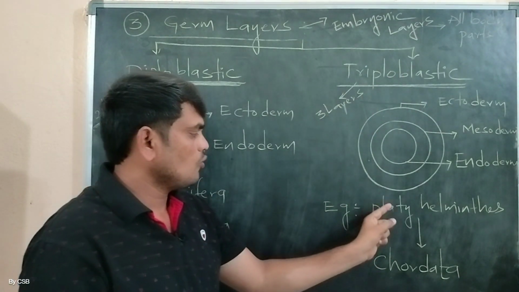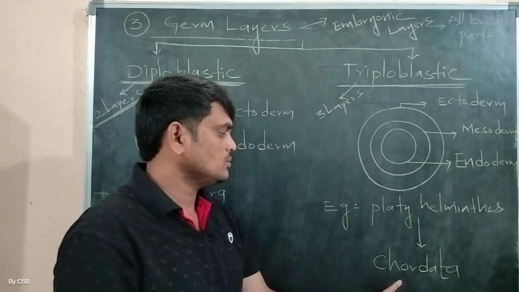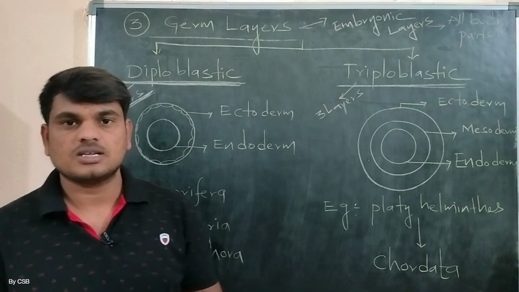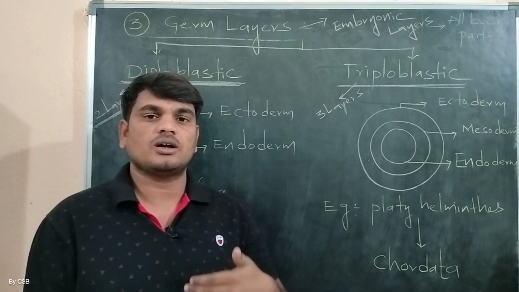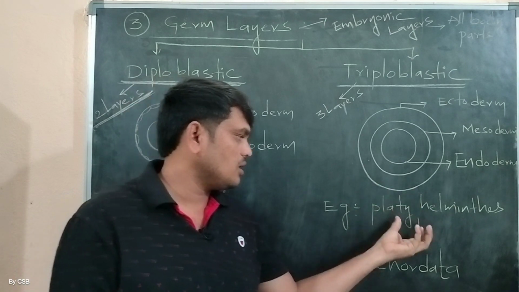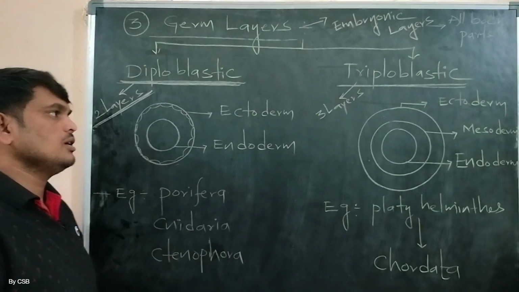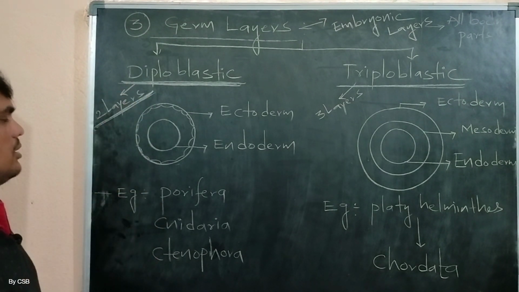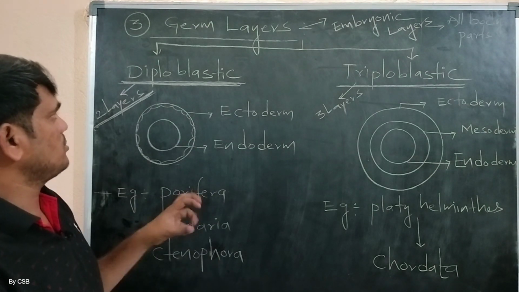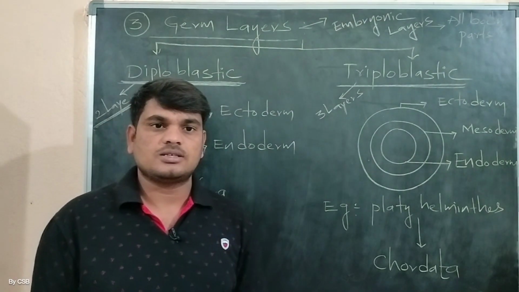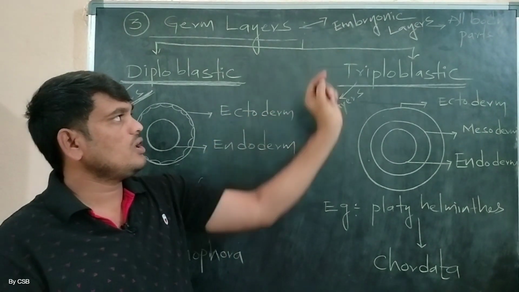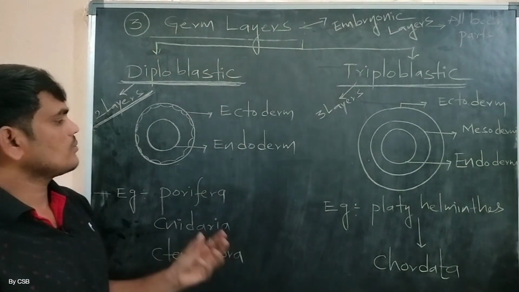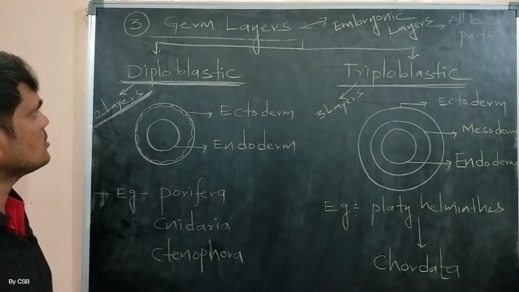Best examples: from phylum Platyhelminthes to Chordata. Platyhelminthes, Nematohelminthes, Annelida, Arthropoda, Mollusca, Echinodermata, Hemichordata, Chordata. From Platyhelminthes to Chordata, these are kept under triploblastic animals. Porifera, Cnidaria, Ctenophora are kept in diploblastic animals. So this is the information about germ layers. Germ layers are embryonic layers of cells that can form all body parts.